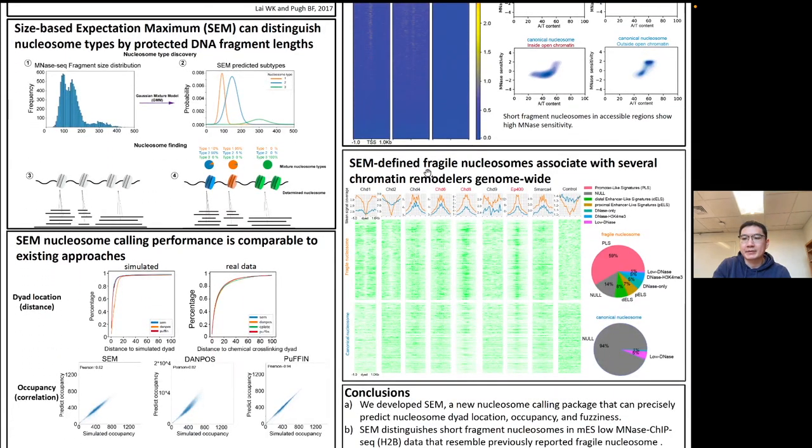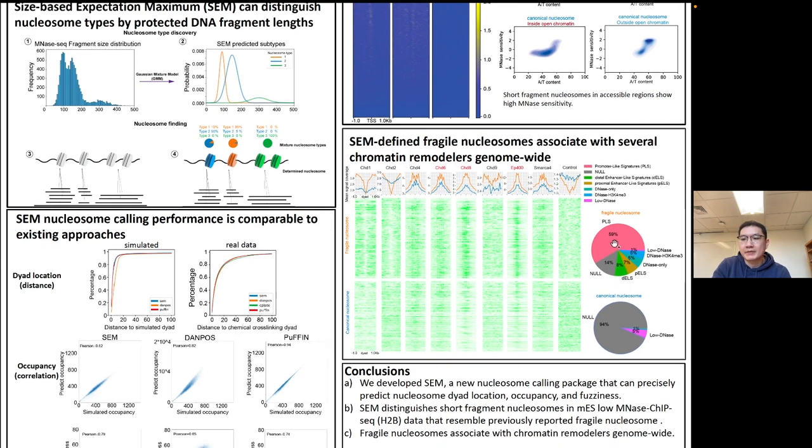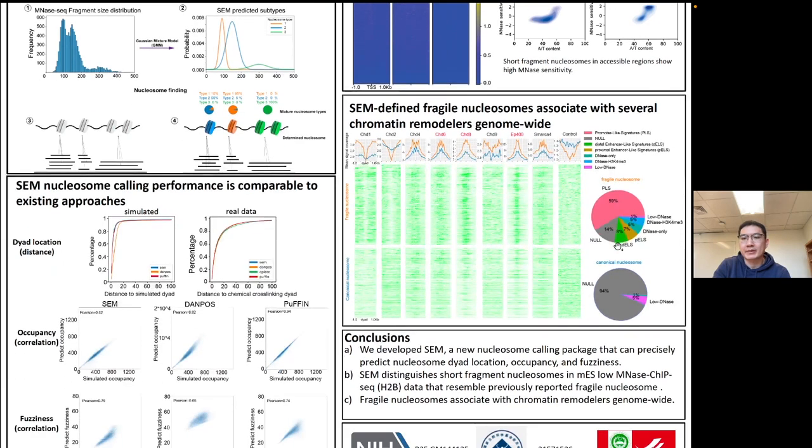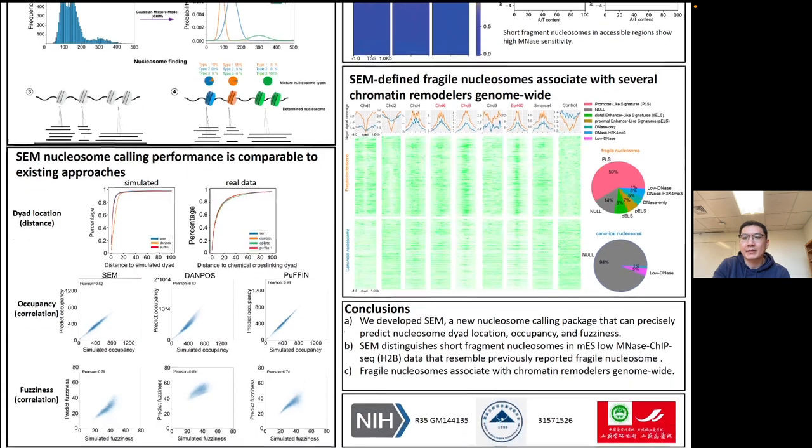We further explore the relationship between the fragile nucleosome and various factors genome-wide, and found that several chromatin remodelers, including CHD6, CHD8, and EP400, are associated with fragile nucleosome. Overlapping fragile nucleosome with candidate cis-regulatory elements tells that fragile nucleosome mostly exist in promoters and enhancers, which suggests fragile nucleosome could be an important participant of gene regulation.